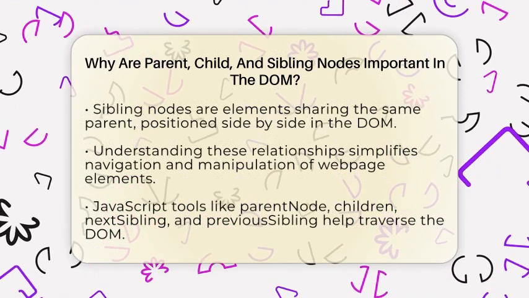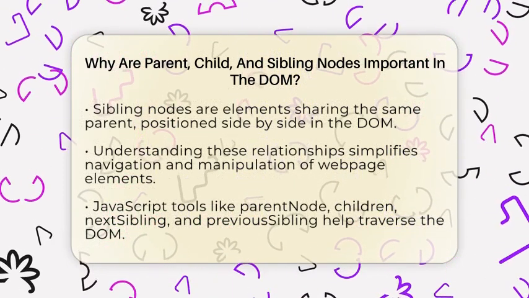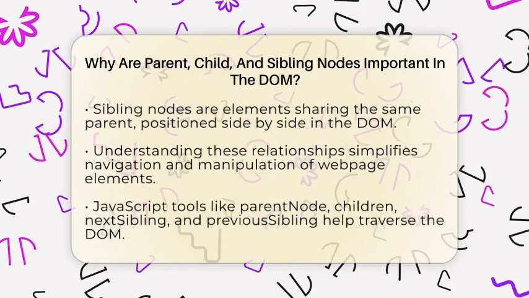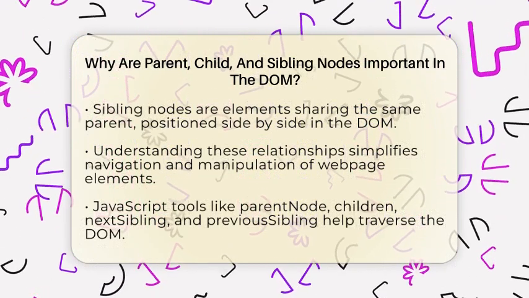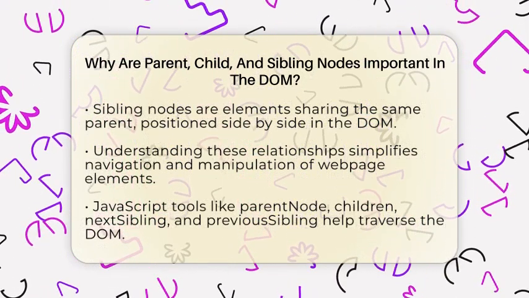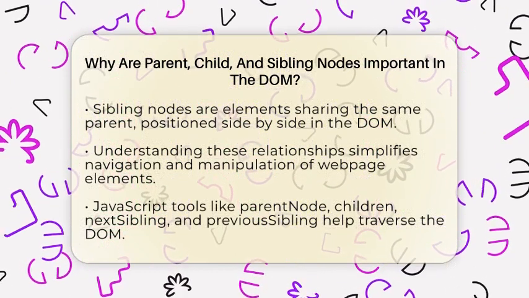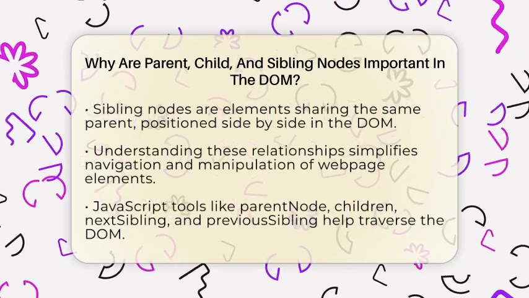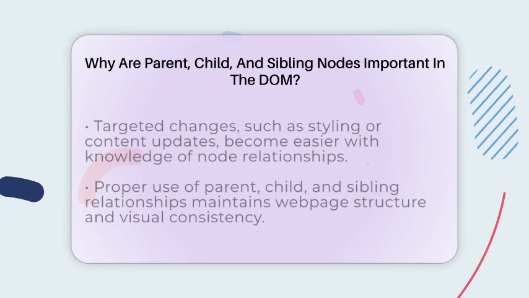Sibling nodes are like brothers and sisters in the family. They share the same parent and sit side by side in the DOM tree. For instance, multiple list items inside the same list are siblings. Knowing sibling relationships helps you move sideways across elements. If you want to add a new item next to an existing one, understanding sibling nodes makes this easy. These relationships are important because they make navigating the DOM simple and efficient.